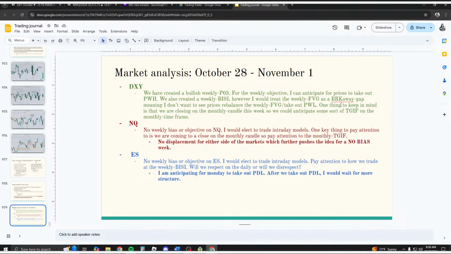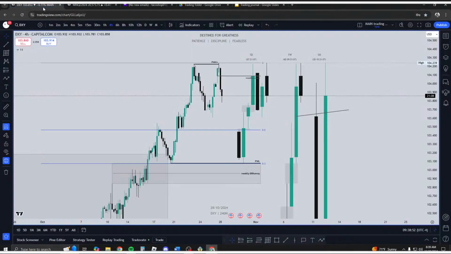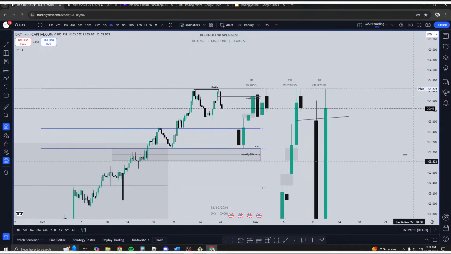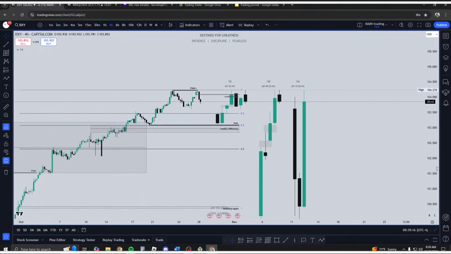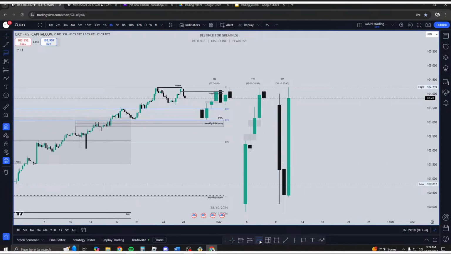And the second thing is, after we completed the weekly objective, one thing to keep in mind is that we are closing the monthly candle this week, so we could anticipate some sort of TGIF. So right, TGIF, what is he talking about? Isn't TGIF the Friday of every week? Well, TGIF is a power of 3 concept, right?